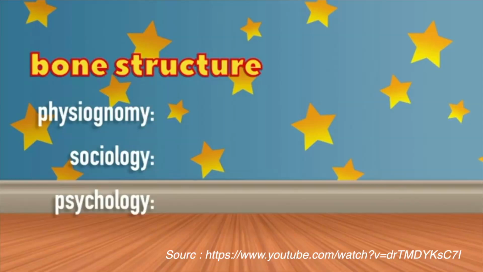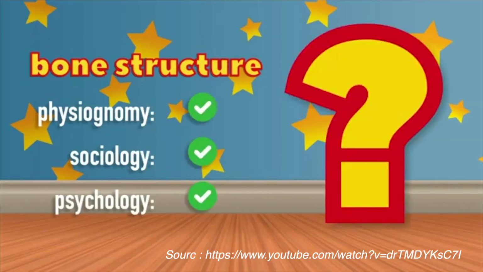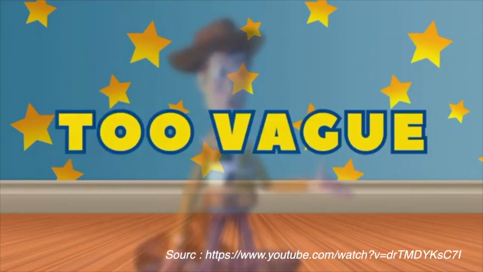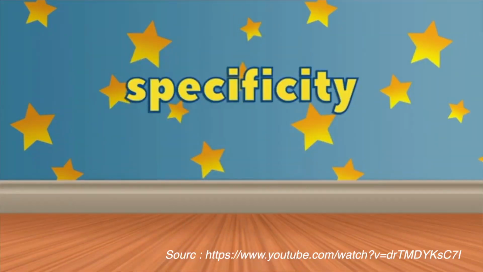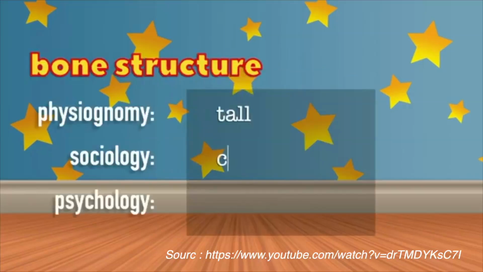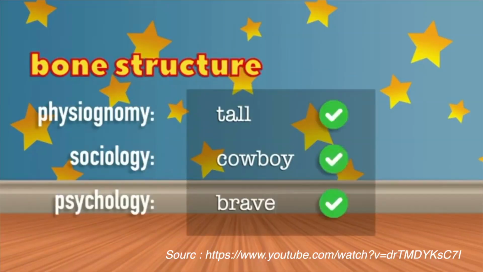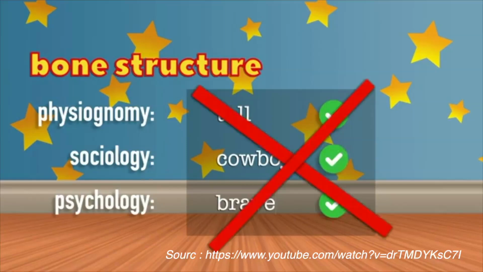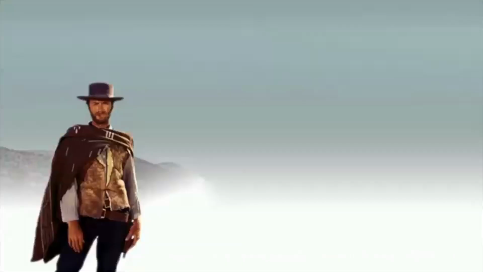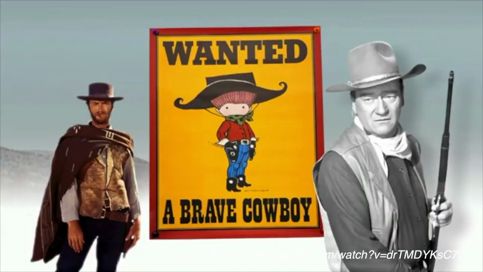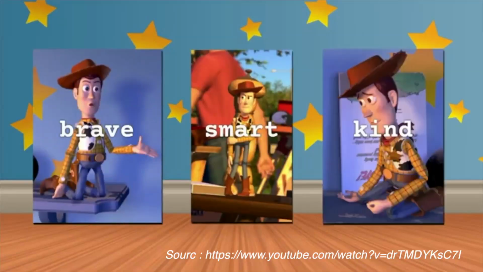Sometimes, even with all 3 checked off, we still can't tell characters apart. Why? The description is too vague. Some of the most important qualities in effective writing are specificity and precision. A tall, brave cowboy describes Woody in terms of physiognomy, sociology, and psychology, yet it doesn't uniquely identify him because, these guys. Now, if we were to describe him as brave, smart, and kind, that would be a more precise psychology. Mission accomplished? Not quite.